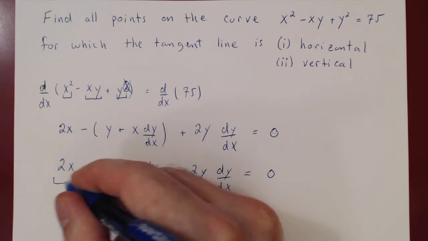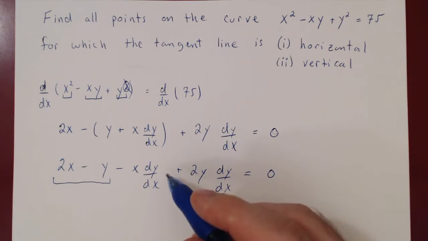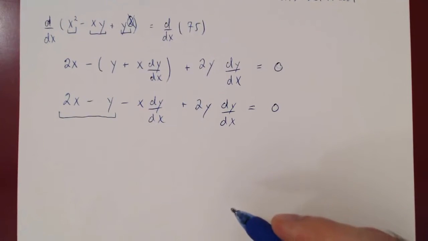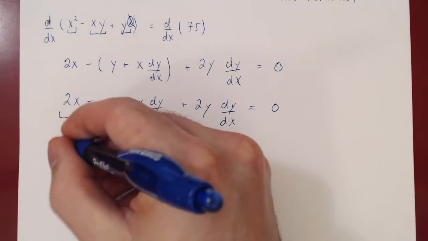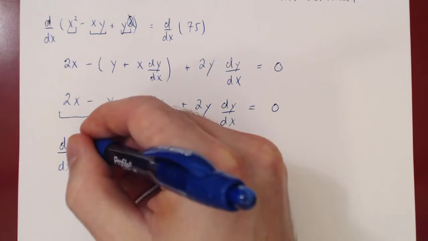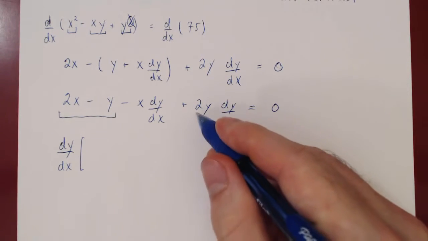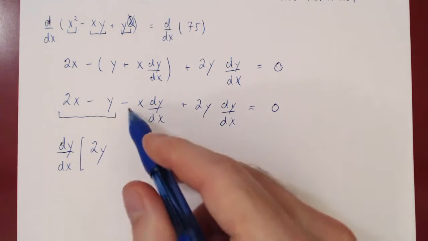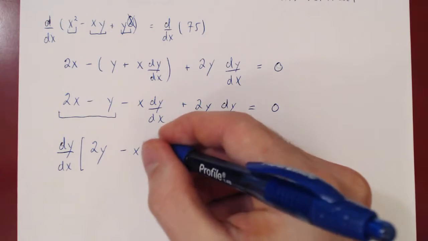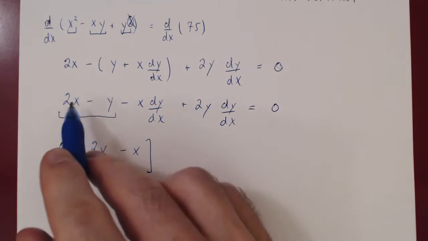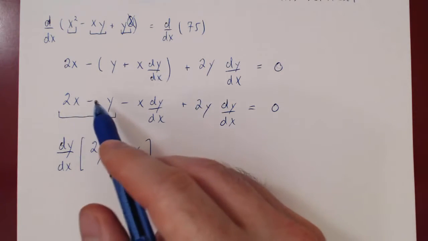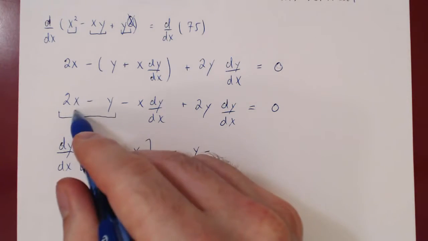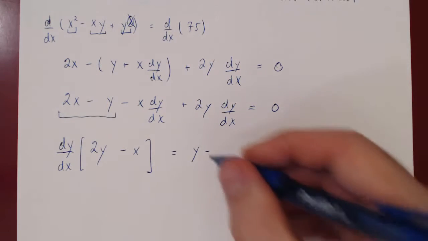So let's send these two terms on the other side, and we'll factor at the same time from the left a dy over dx. So we'll have dy over dx times, well, let's write the positive term first, so 2y minus x. And now we send these two terms on the other side, so of course they become negated. So negative y becomes positive y, minus, because positive 2x will become negative 2x.